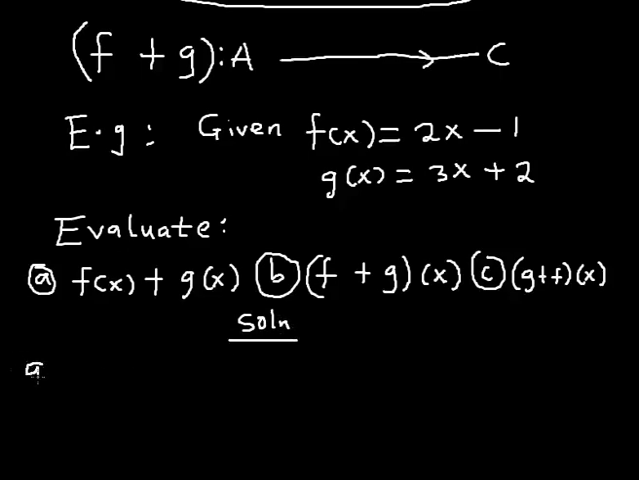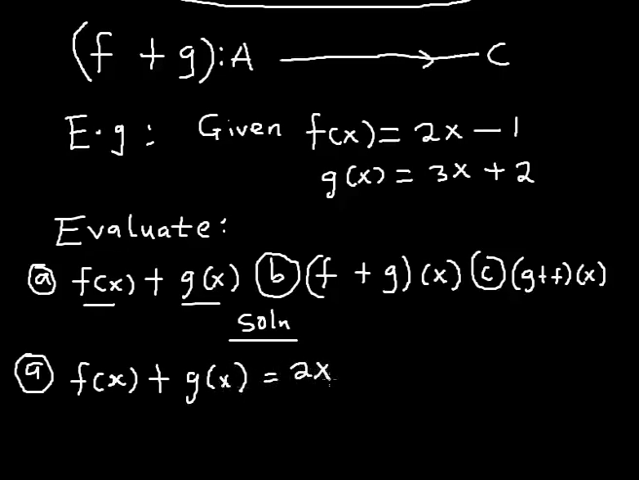Now the very first is not difficult. Simply you're adding these two functions. So that means f of x plus g of x is going to be equal to 2x minus 1, then plus 3x plus 2. Collecting like terms, this is going to be 5x minus 1 plus 2, that's plus 1.